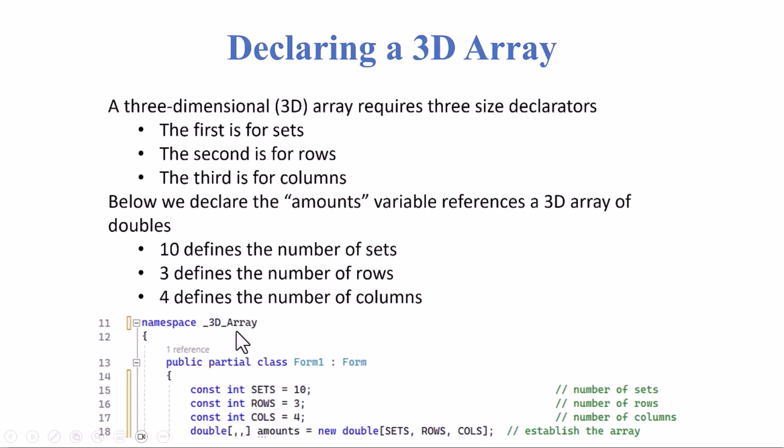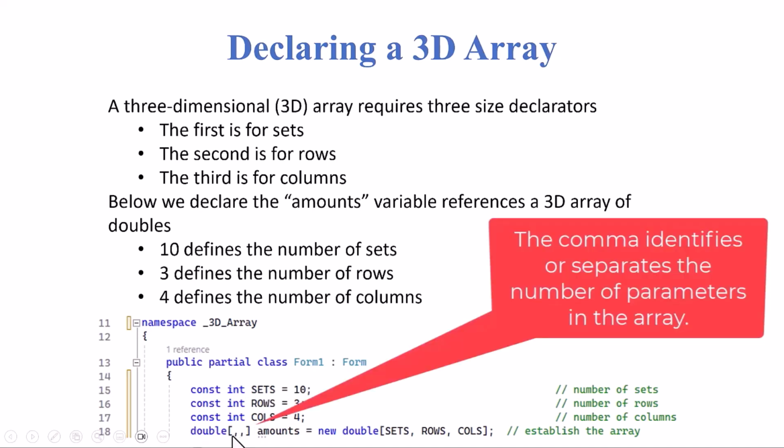Again, the namespace is sitting up here. We called it 3D array when I set up the program. I'm using constants again. Sets is equal to 10, rows equal to 3, columns equal to 4. So nothing's changing here, but I'm adding this set piece right in here. Now notice the doubles down here, comma, comma. The double comma represents a three-dimensional array. This identifies to the program that we're creating a three-dimensional array. And we set it up, call it amounts, set up a new double. We're going to call it sets, rows, and columns. So those 3 variables are going to pop in here.